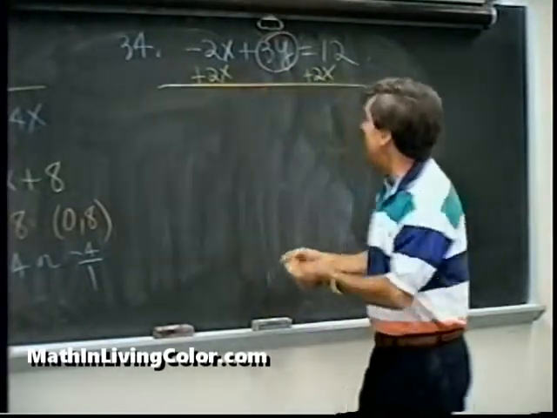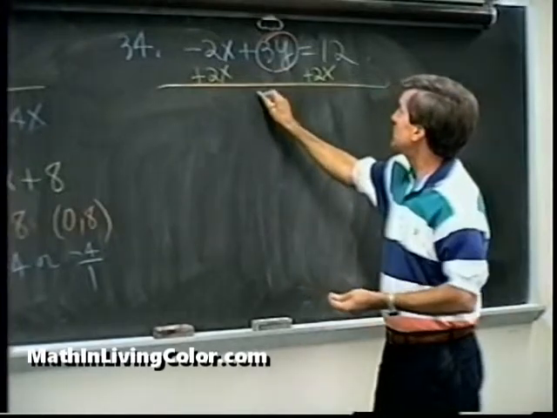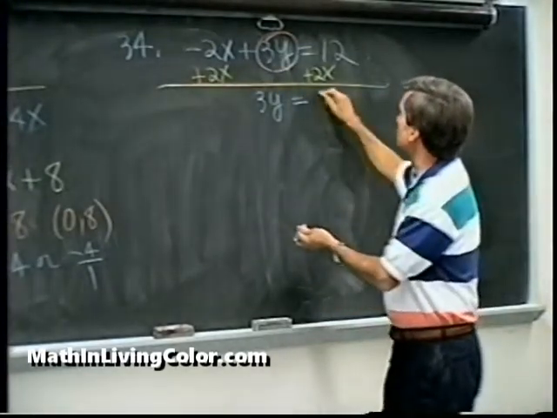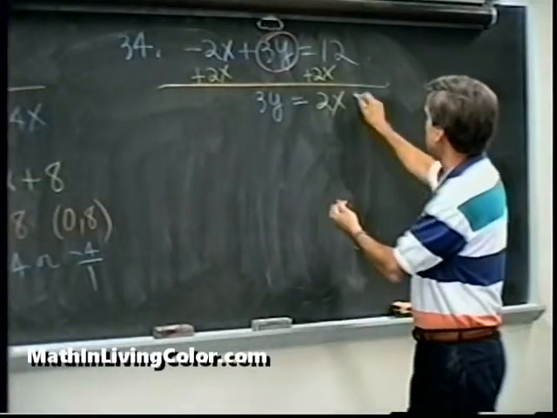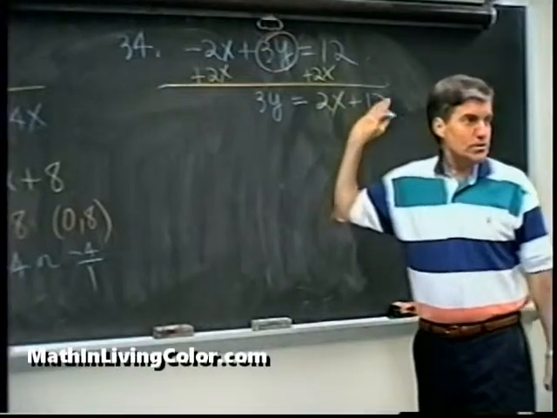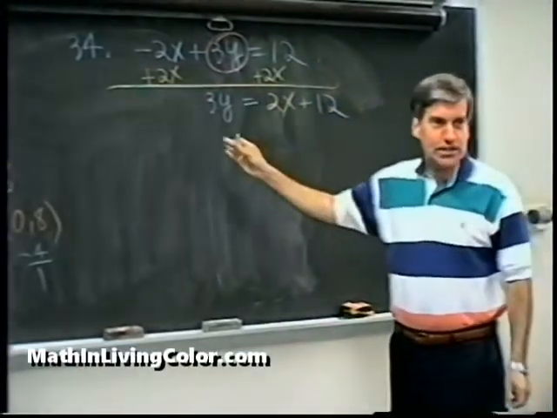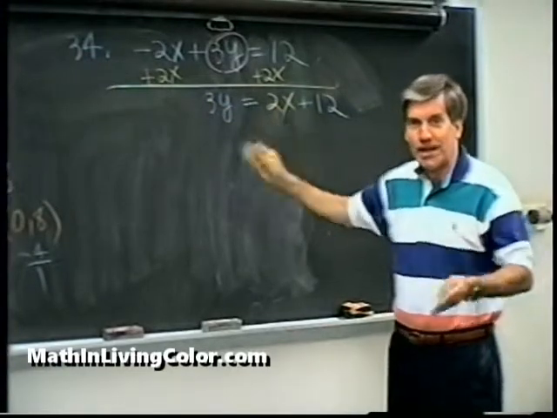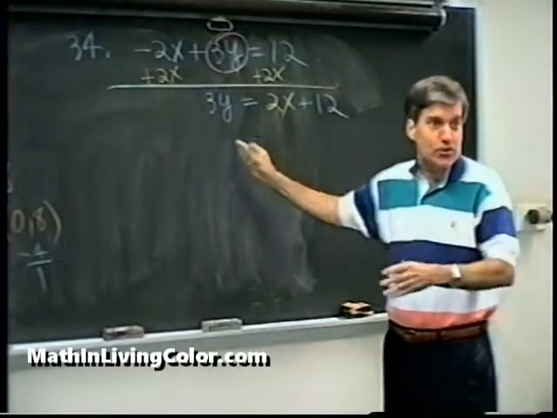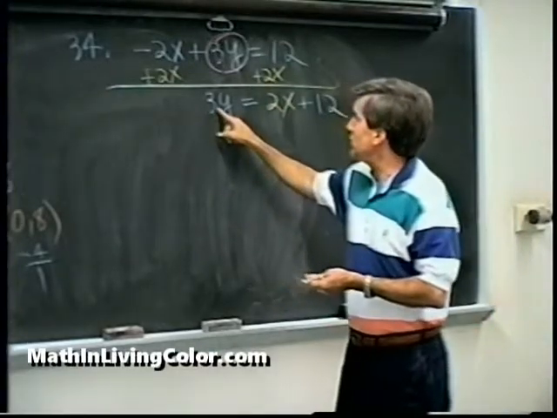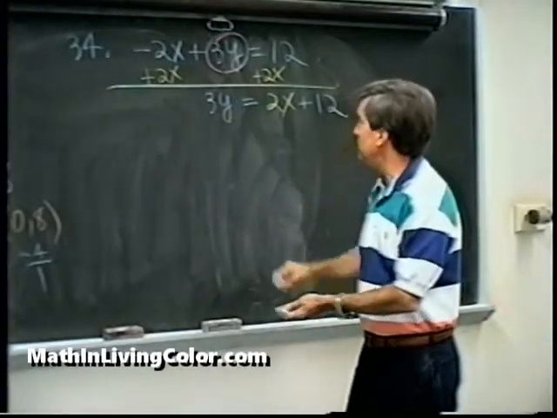So now what do you have for an equation? 3y equals 2x plus 12. Good. Now, does that say y equals? No, it doesn't say y equals, does it? And we can't tell what the slope is until you say y equals. So we've got to get y equals before you can do anything else.